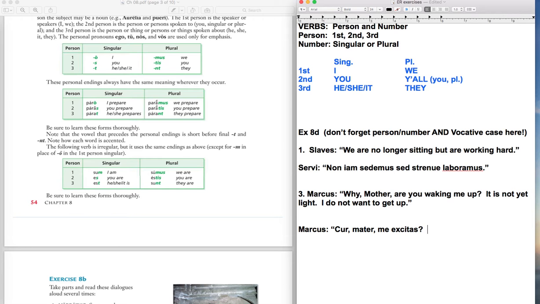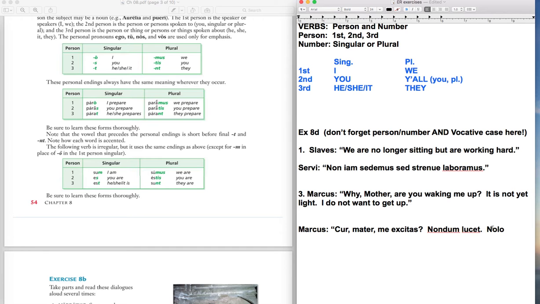You are waking. And the s, as you see right here, is associated with you singular. This is why the excitas. It is not yet light. Non dum lucet. The verb lucet means it is light, as in he, she, or it. This is actually a third person singular, he, she, it. Thus the T ending here, T and T. And then I do not want to get up. You've seen the verb I do not want somewhere in the last few chapters. I don't know exactly where, but the word is nolo.